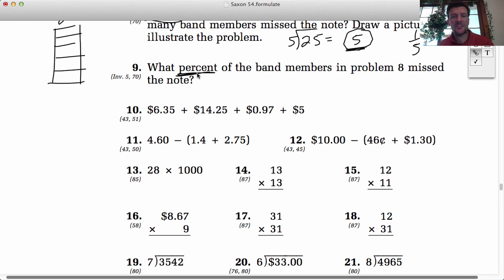This time it's asking what percent of the band members in problem 8 missed the note.